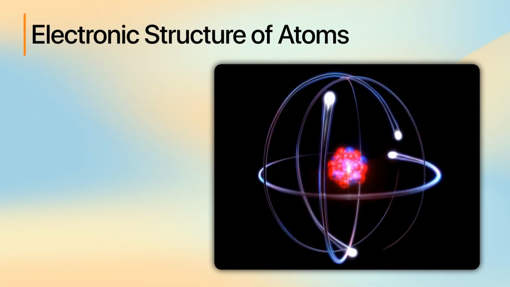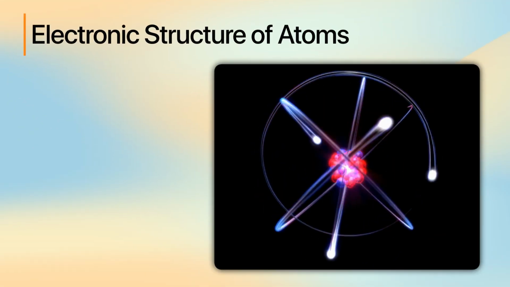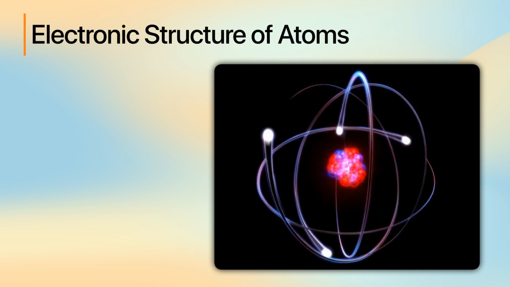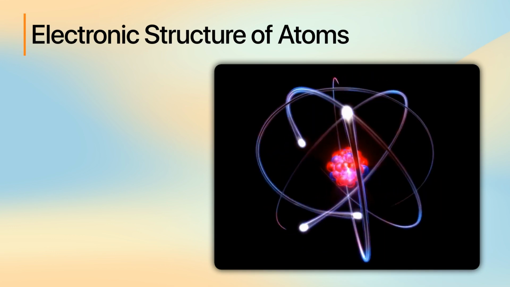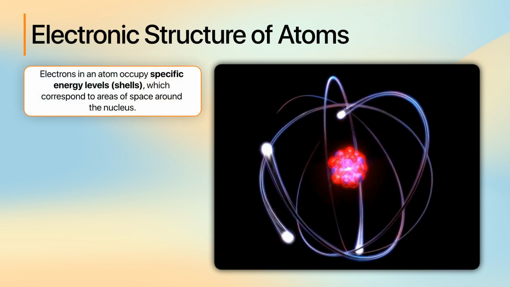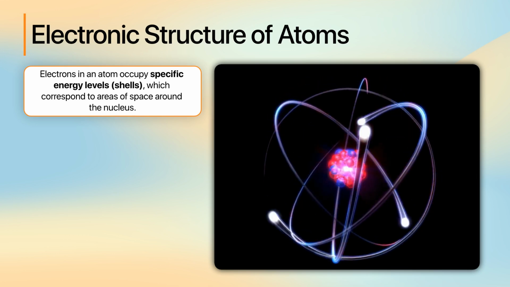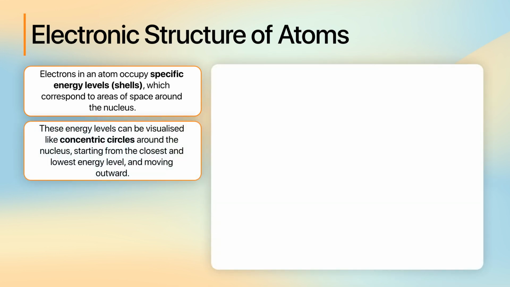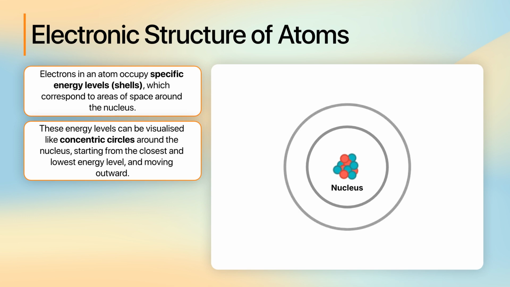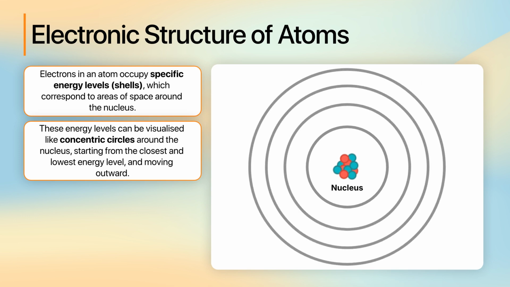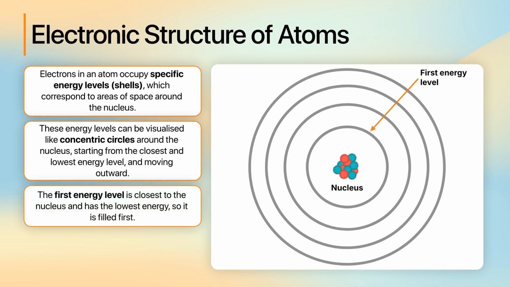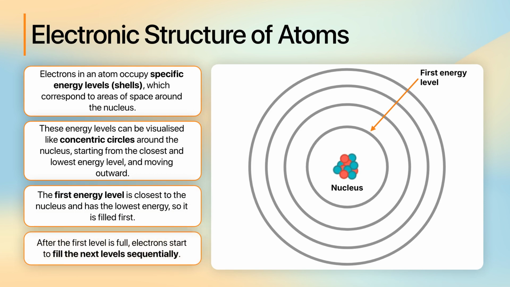Let's delve into the electronic structure of atoms by understanding how electrons are arranged in energy levels, or shells, around the nucleus of an atom. Electrons in an atom occupy specific energy levels, or shells, which correspond to areas of space around the nucleus. These energy levels can be visualized like concentric circles around the nucleus, starting from the closest and lowest energy level and moving outward. The first energy level is closest to the nucleus and has the lowest energy, so it is filled first. After the first level is full, electrons start to fill the next level sequentially.